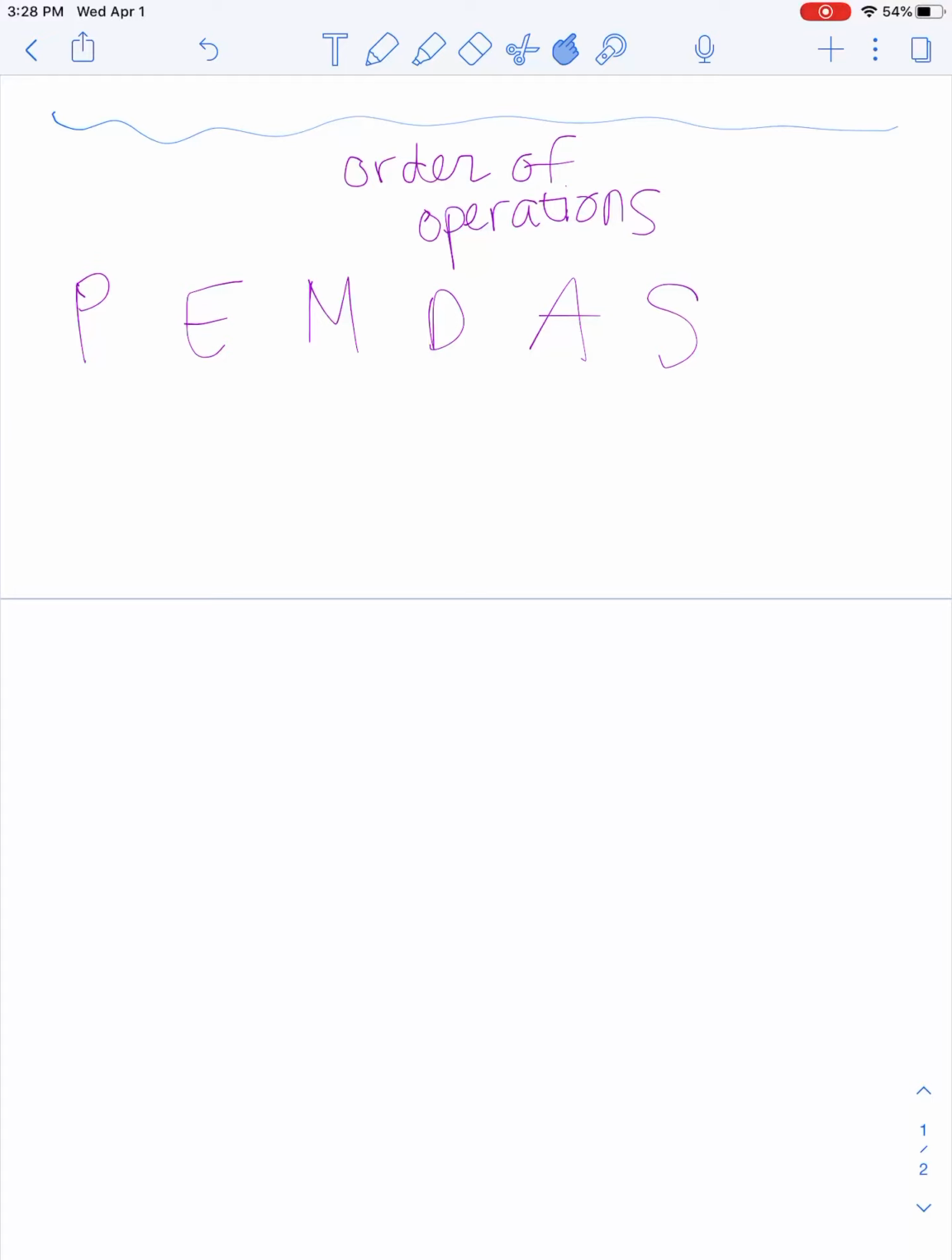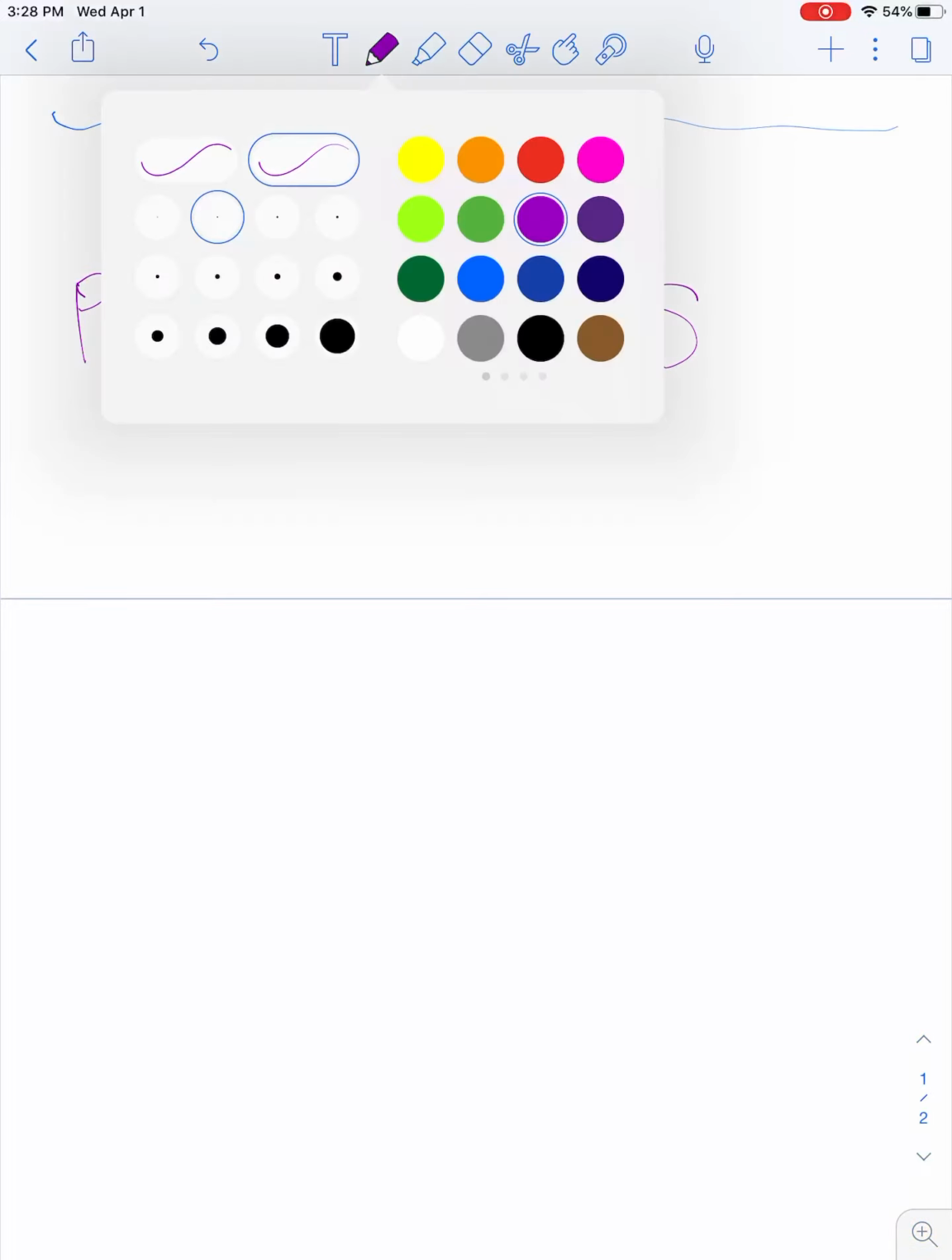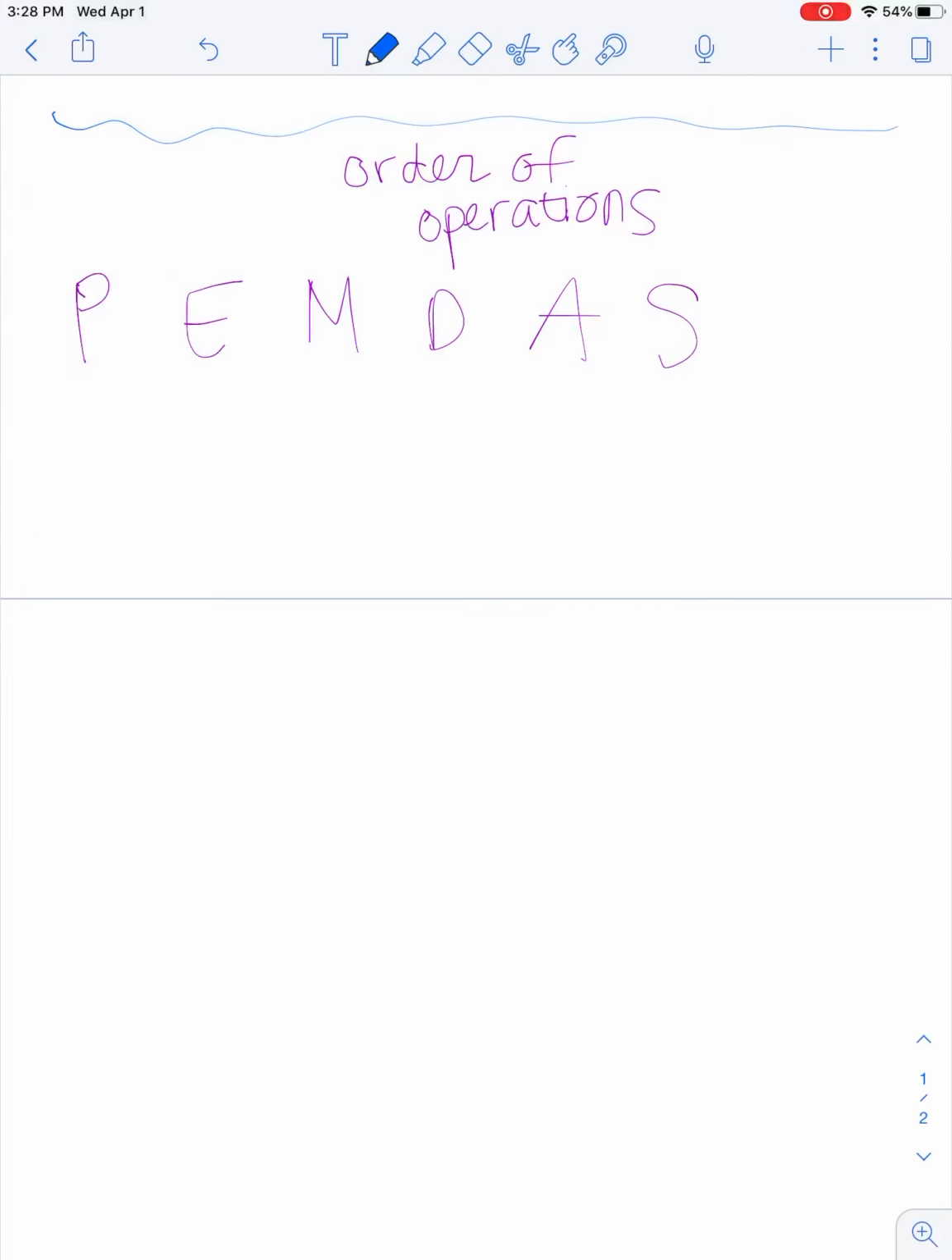So this just means when you have an equation, this is the order in which you're going to solve the things in the equation. The first thing you're going to look for is parentheses. So that's the P. I'm going to try to write it going vertical, like one of those poem things, but we'll try and see. Parentheses.